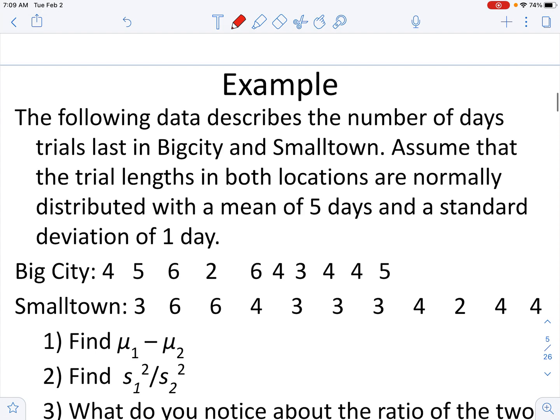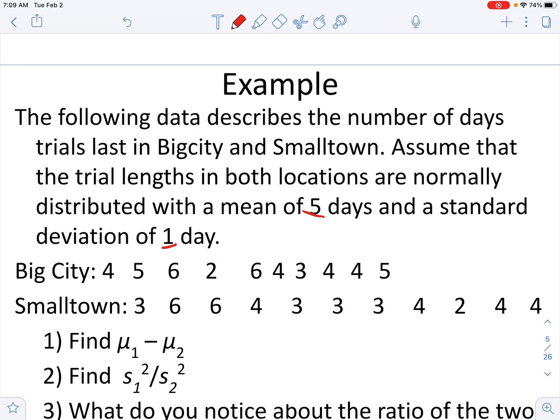So we'll go through. The following data describes the number of days trials last in big city and small town. Assume that the trial lengths are normally distributed. Okay, so the mean is 5 days, and a standard deviation of 1. That's what we know the population is. However, we take a simple sample from big city and small town, and we want to compare them.